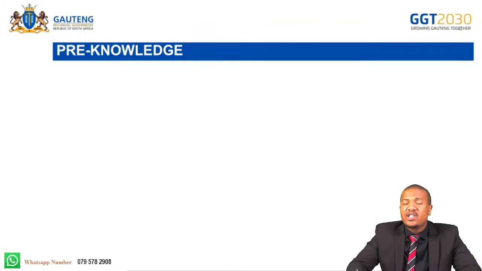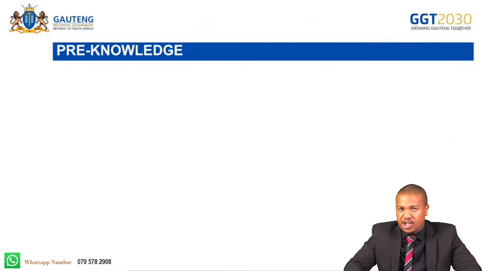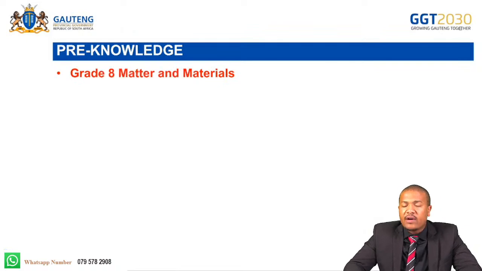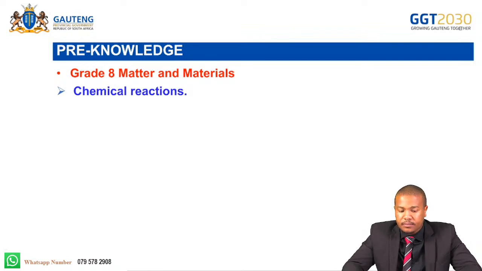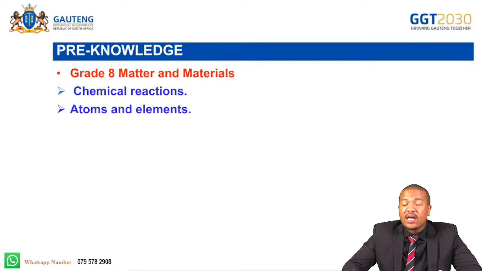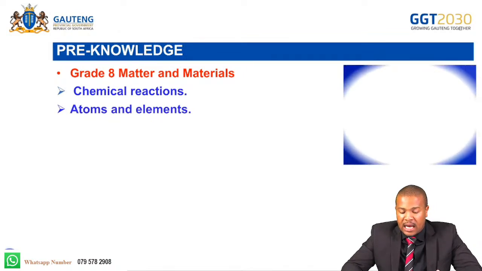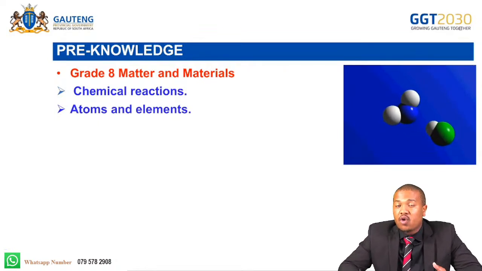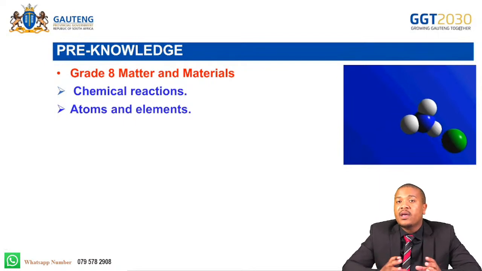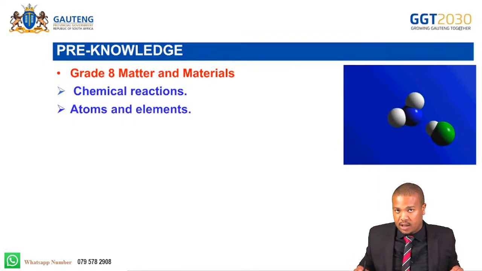Right. Now let's look at what we have done before, right? Our pre-knowledge. So in grade 8, we have done matter and materials under term 2 as well, right? So under matter and materials in grade 8, we discussed chemical reactions, right? So the topic of chemical reactions is not a new topic, but it has been visited and introduced in grade 8, right? Also, we've talked about atoms and elements, right? And this is an illustration of chemical reactions, to show that new substances are formed from the substances that were in the reaction, right?